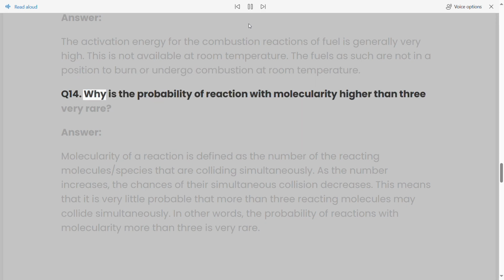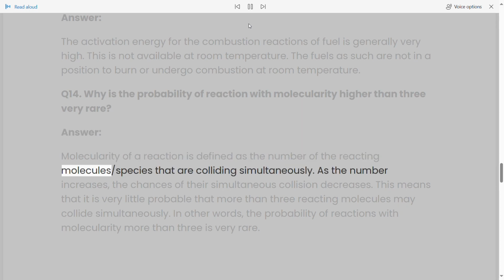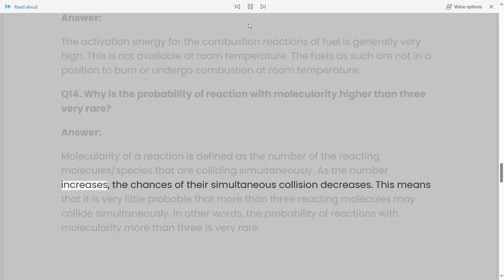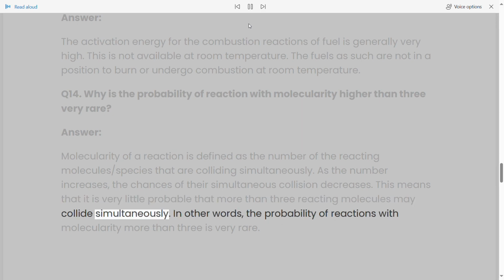Q14. Why is the probability of reaction with molecularity higher than 3 very rare? Answer. Molecularity of a reaction is defined as the number of the reacting molecules or species that are colliding simultaneously. As the number increases, the chances of their simultaneous collision decreases. This means that it is very little probable that more than 3 reacting molecules may collide simultaneously. In other words, the probability of reactions with molecularity more than 3 is very rare.